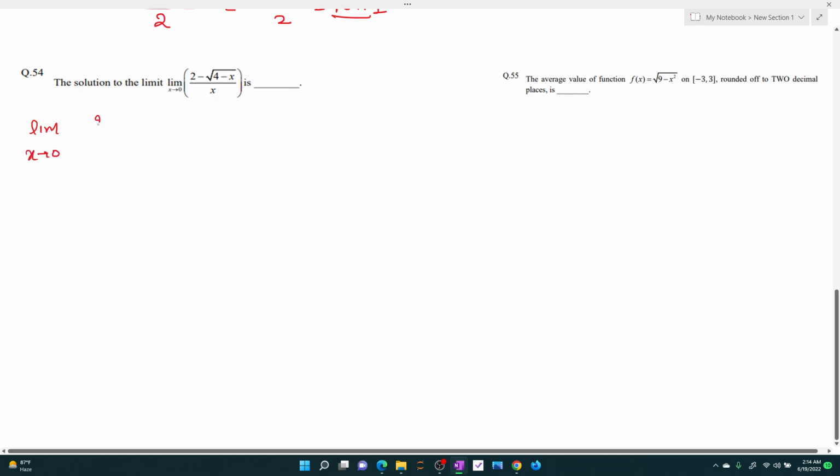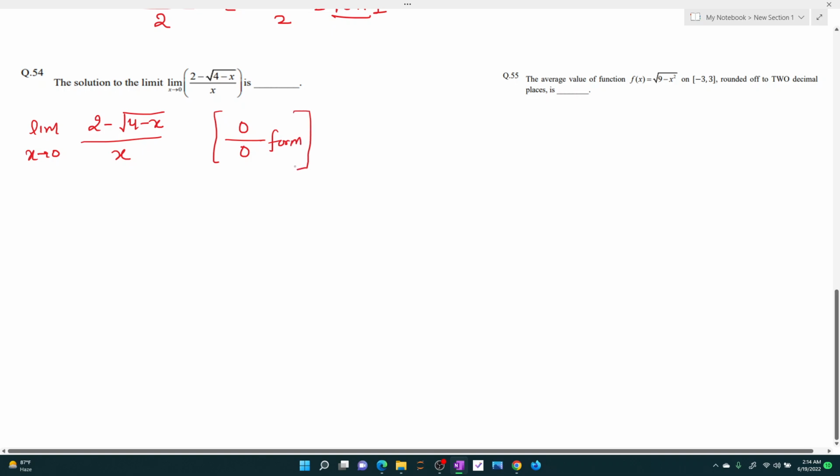x approaches 0, right? So 2 minus square root of 4 minus x divided by x. So when we put the value of x equals 0 here, the denominator will become 0 and the numerator becomes 2 minus square root of 4 minus 0. So 2 minus square root of 4, which is nothing but 2 minus 2, that is 0, right? So it is 0 by 0 form.